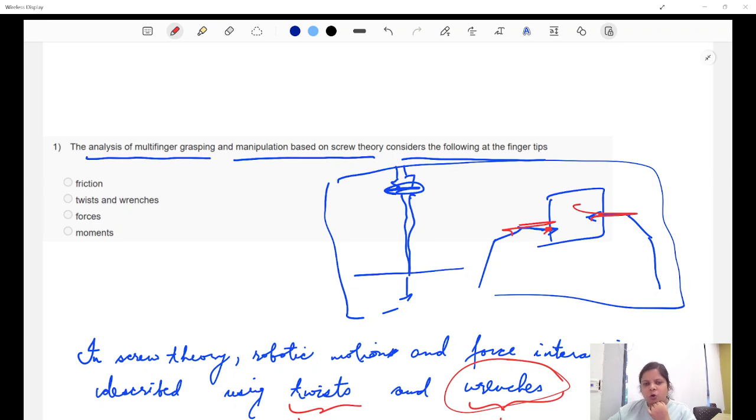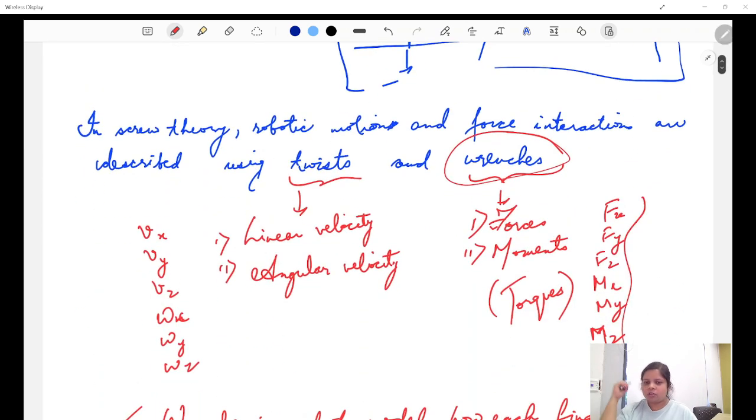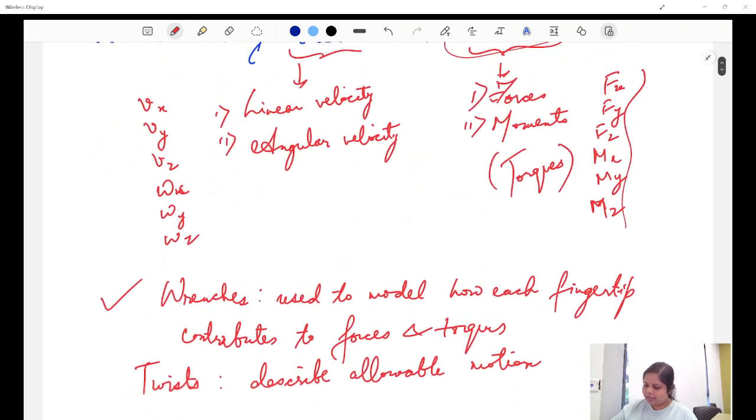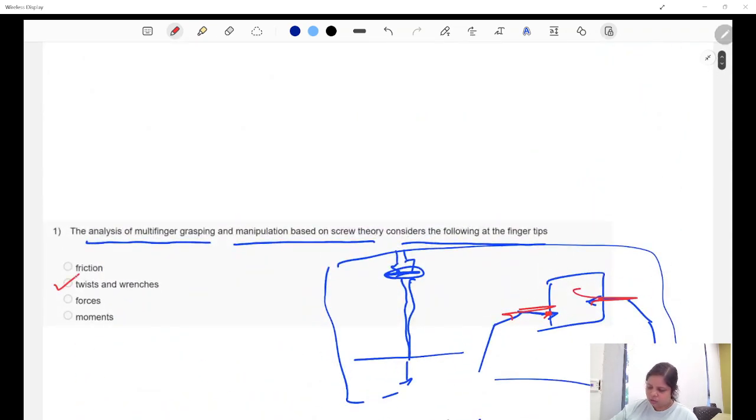The other option is force. Forces actually do not capture any rotational effect. Screw theory uses wrenches, which include both force and moments in a 6D vector, as we saw here. So this is also not the correct option. The last option is moments. Again, moments are a part of wrenches. Focusing only on moments ignores the full force-torque interaction, which is essential in screw-based analysis. That is why the correct option here is twists and wrenches.